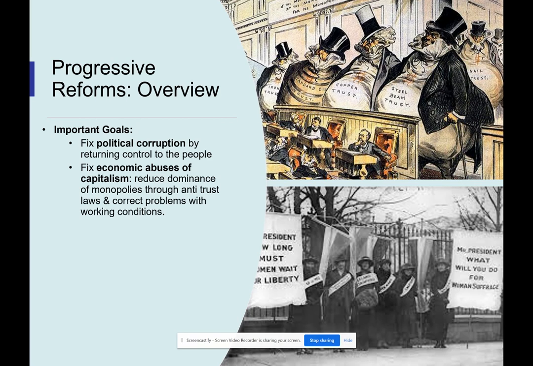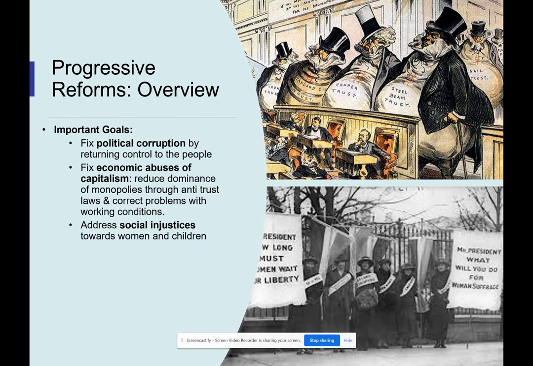Goal number two is to fix economic abuses of capitalism. They want to do that by reducing the dominance of monopolies through antitrust laws, and they want to correct problems with working conditions. Okay, so we obviously talked about some of the problems in factories. And then with the monopolies, we're getting to this point where small businesses are having a hard time. You have consumer protection issues that emerge. And so they're saying maybe we need to break up these monopolies.